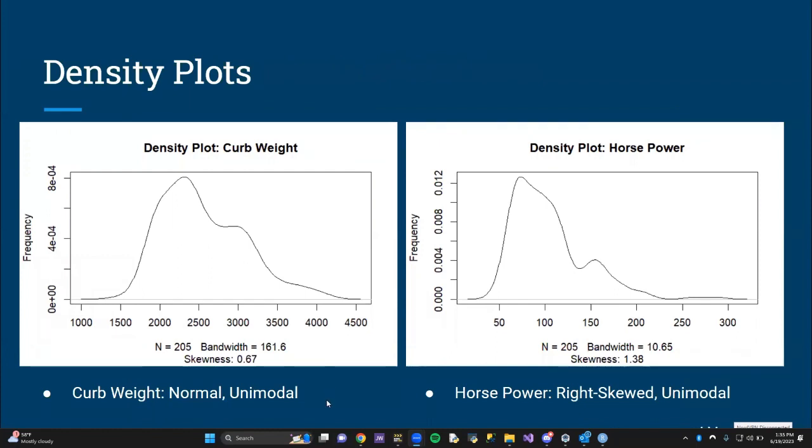On this slide, you can see two of our three density plots. For curb weight, we have a skewness of 0.67, which means the plot is normal, and it has a unimodal distribution. For the second density plot, for horsepower, we have a skewness of 1.38, which means the plot is right skewed, and it also has a unimodal distribution.